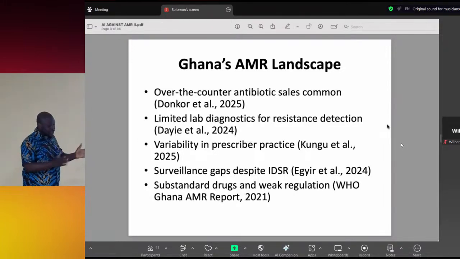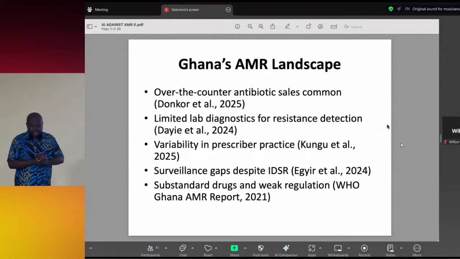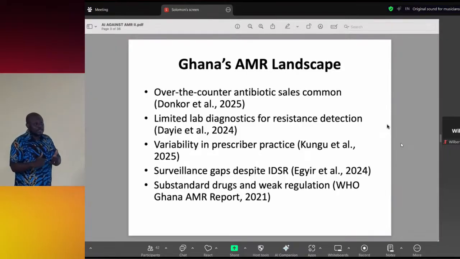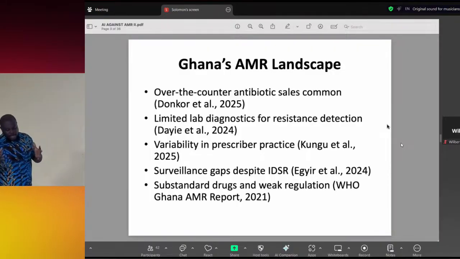So those of us who visit drugstores and then tell them what we want, we've converted the drug shops into a supermarket. So instead of the pharmacist listening to your story and serving you, you go like, I want this, I want that. So these kind of habits promote antimicrobial resistance.